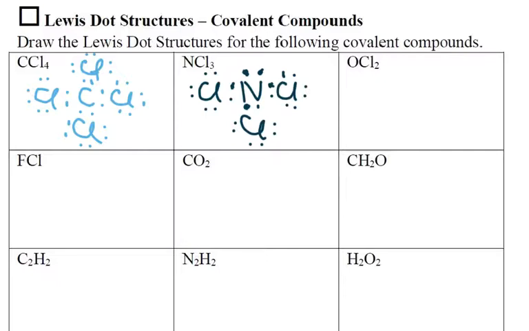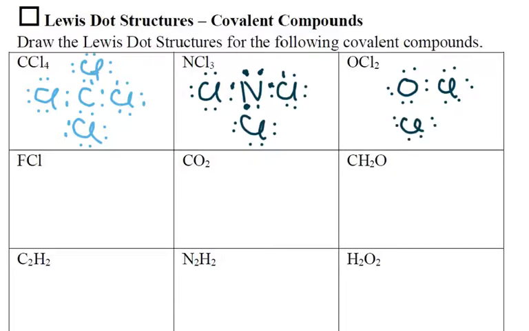OCl2. Oxygen can do 6, so I'm going to do it like this: 2, 2, 1, and 1. That means there's one place on the right, one place on the bottom to make a bond. If we remember our model kits, the oxygens were the red spheres that had 2 holes drilled in them. So here's chlorine. Chlorine has 7: 1, 2, 3, 4, 5, 6, 7. And here's chlorine: 1, 2, 3, 4, 5, 6, 7.